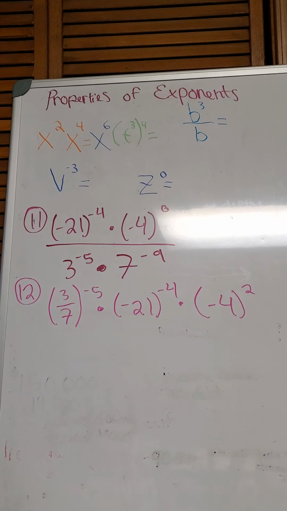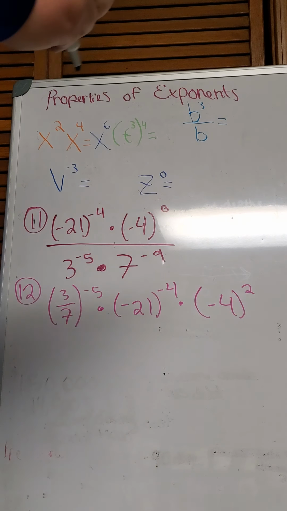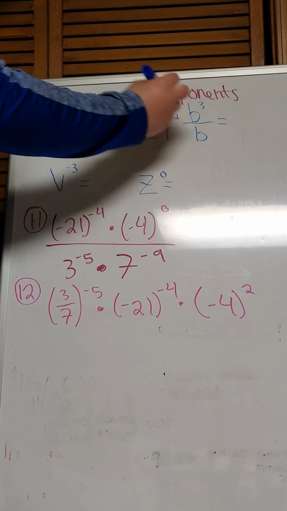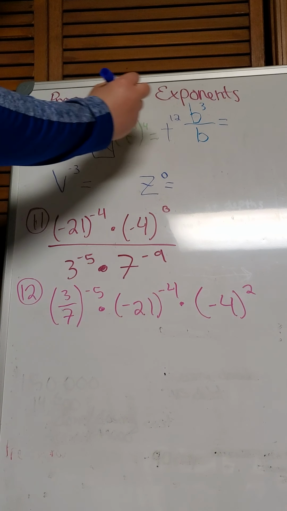The second one in green, I've got parentheses, t cubed. Outside of that, I have an exponent of 4. This is where I'm going to multiply the exponents together. So that's going to equal t to the 12th. So this is t to the 12th, there's that one's answer.